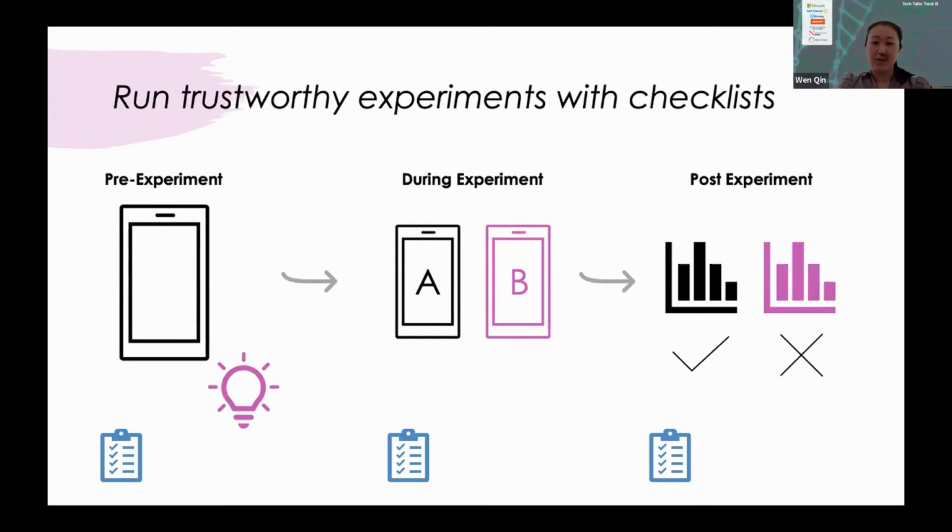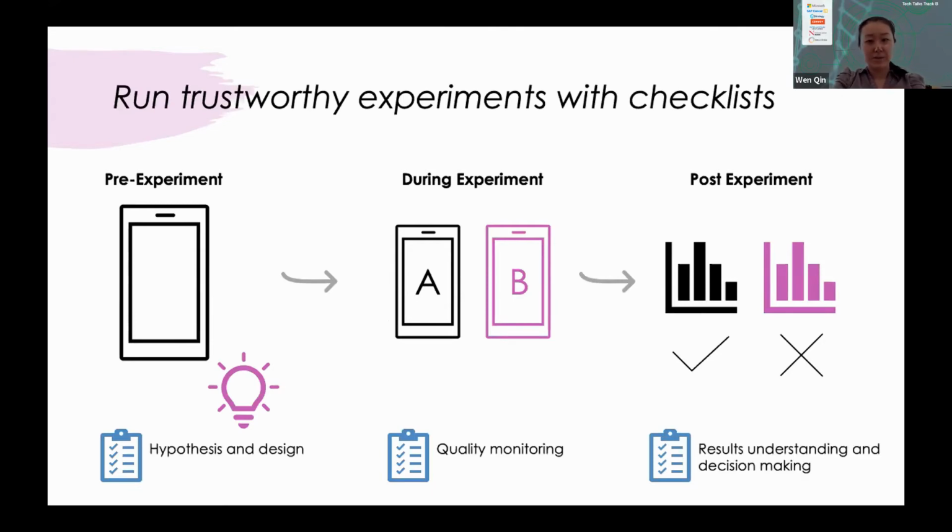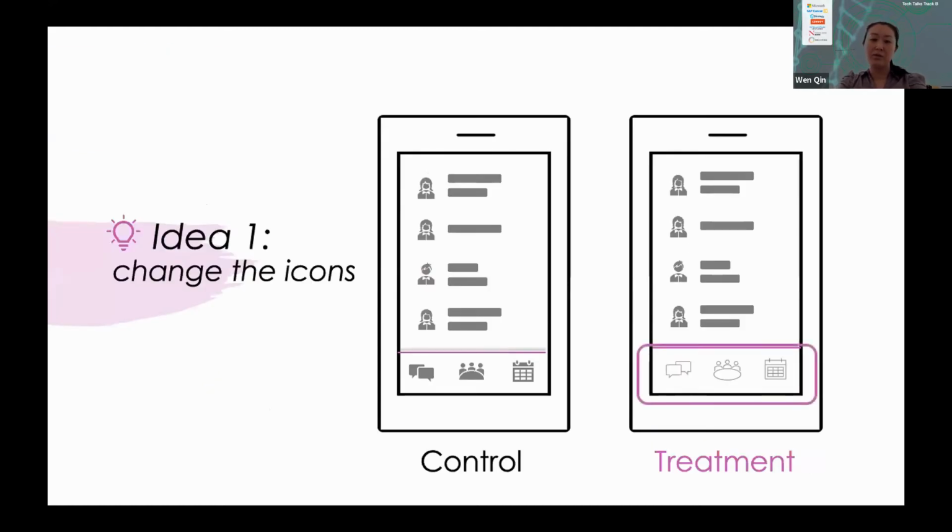Corresponding to the 3 steps I mentioned earlier, we can have 3 checklists. The pre-experiment checklist focuses on the hypothesis and design. The during-experiment checklist helps you to monitor the data quality. And with the post-experiment checklist, you can understand the results and make the shipping decision. I will use 2 examples to help you walk through the experiment checklists to see how to use them. So assume that you're a PM for a mobile app for collaboration, and you have a great idea to change the icons of the entry bar.